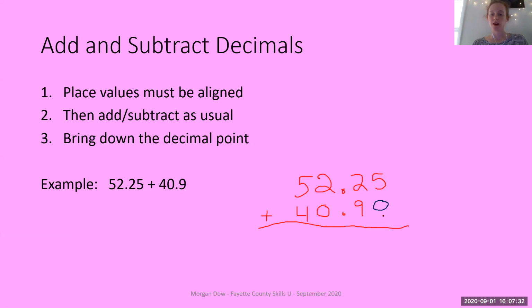And now we add, so 5 plus 0 is 5. 2 plus 9 is 11, so 1, carry the 1. 2 plus 0 is 2, plus 1 is 3. And 5 plus 4 is 9. And then we don't forget to bring our decimal point down. So our final answer is 93.15. Piece of cake, right?